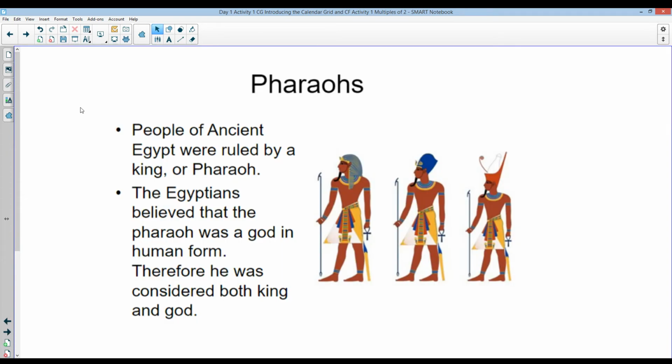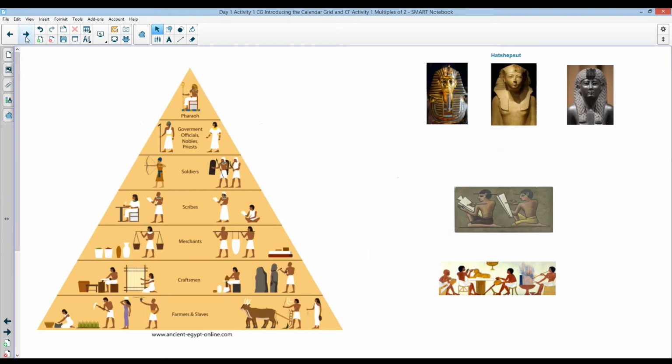All right, so we're going to go a little bit over pharaohs. Pharaohs are like the kings. They ruled the people of Egypt, and ancient Egyptians believed that the pharaohs were a god in human form. So they looked at these guys and said, they're just like a god. Therefore, they were considered both king and god. So they were pretty important. People just listened to them.